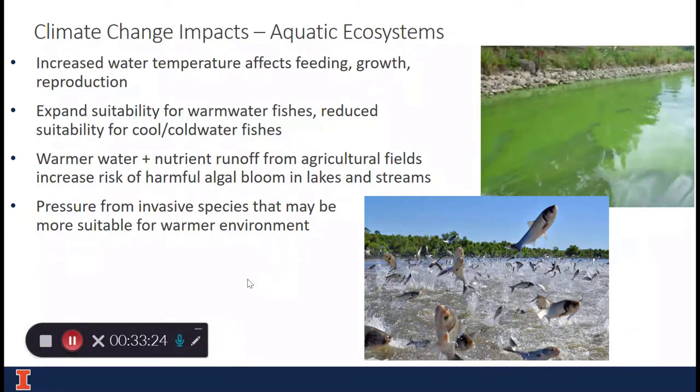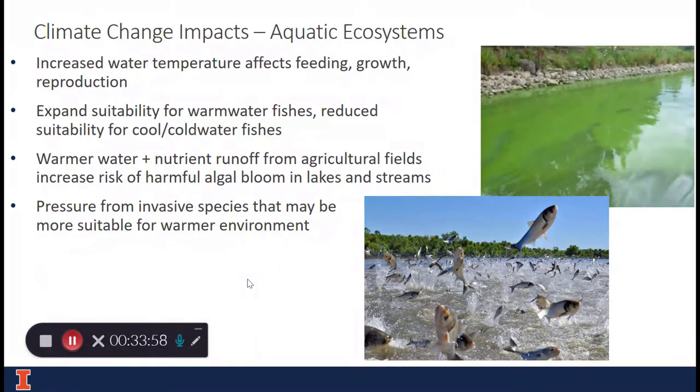Warmer water plus that nutrient runoff, that's the combined warmer and wetter influence from climate change, that nutrient runoff from agricultural fields, increases the risk of harmful algal bloom in lakes and streams. Of course, the harmful algal bloom also decreases oxygen content in the water, so it's not only dangerous for humans and animals drinking or consuming that water, but it can also be potentially deadly for fish in that water as well. And as we think about more nutrient runoff from extreme precipitation in the spring, but also longer dry spells in the summer, that's when we tend to get those fish kills. And so that is an issue when it comes to aquatic species.